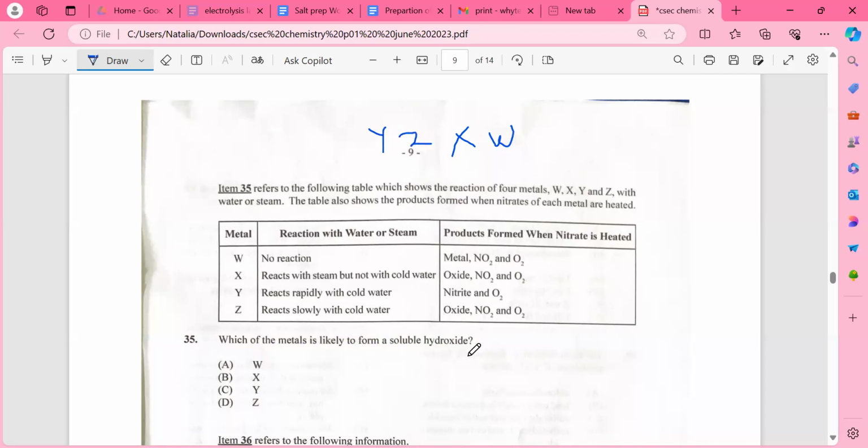So which of the following is likely to form a soluble hydroxide? So we're looking for the hydroxide which behaves like sodium. So that's going to be Y.